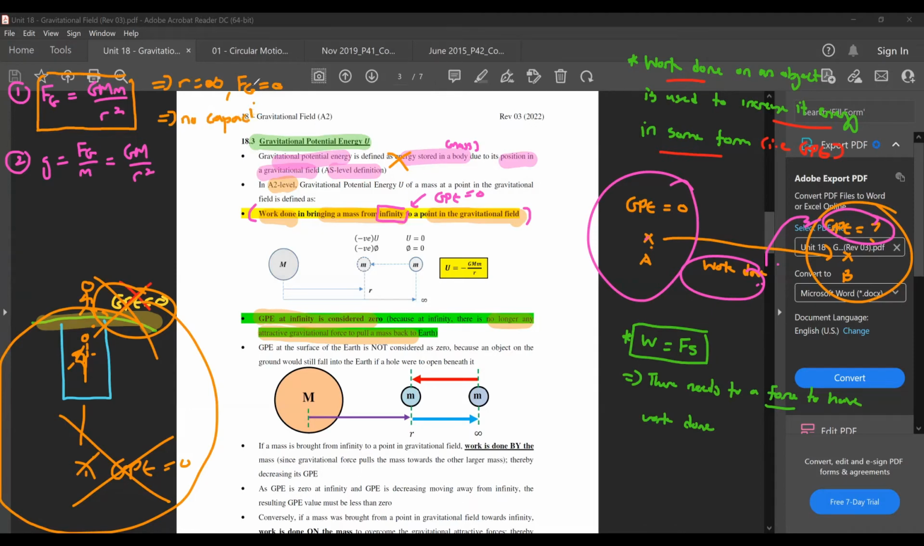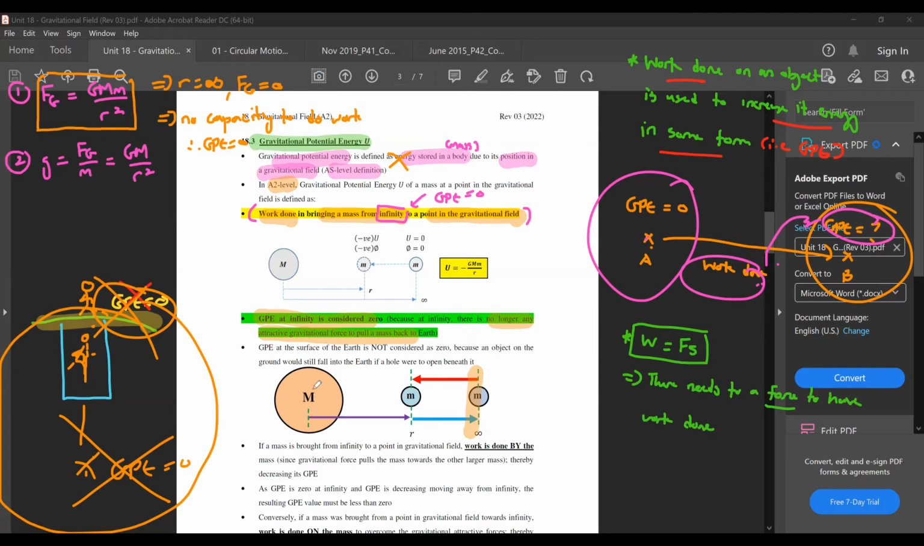You have no capacity to do work. Therefore, GPE will be 0. This is where your GPE is 0. It's at infinity. So your GPE at infinity is 0. All right, so that one is your reference point.